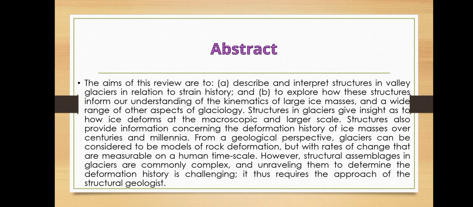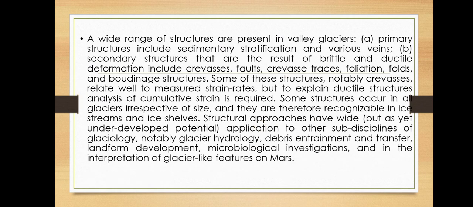However, structural assemblages in glaciers are commonly complex, and unraveling them to determine the deformation history is challenging. It thus requires the approach of structural geologists. A wide range of structures are present in valley glaciers. Primary structures include sedimentary stratification and various veins. Secondary structures that are the result of brittle and ductile deformation include crevasses, faults, crevasse traces, foliation, folds, and boudinage structures.